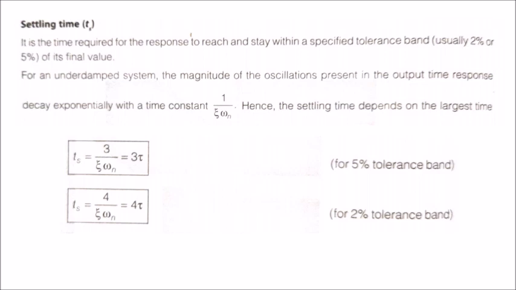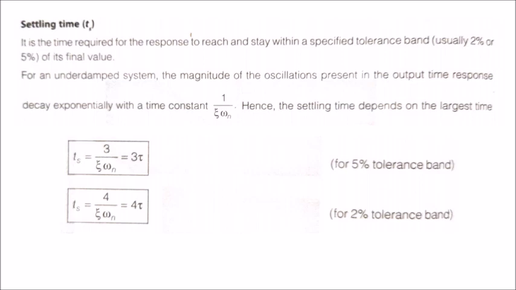So what is the settling time? It is the time required for the response to reach and stay steady within the specified tolerance band. The band is usually 2% or 5%. We are taking this for study purposes, and this is the lab maintained value or the industry maintained value. So either 2% or 5% is a good choice.